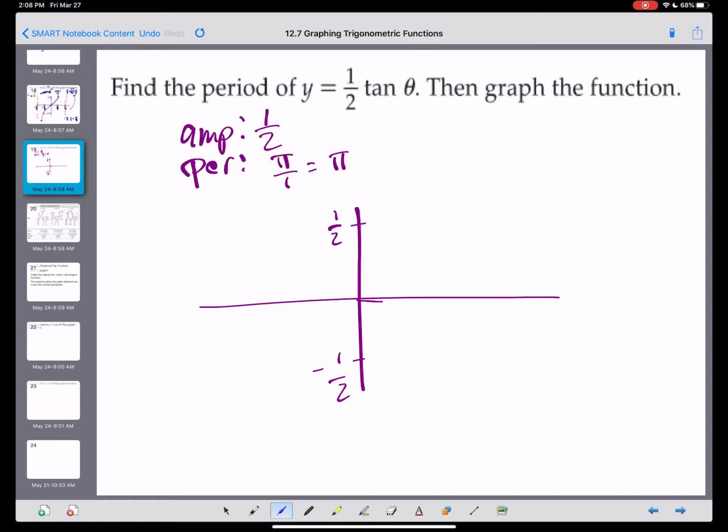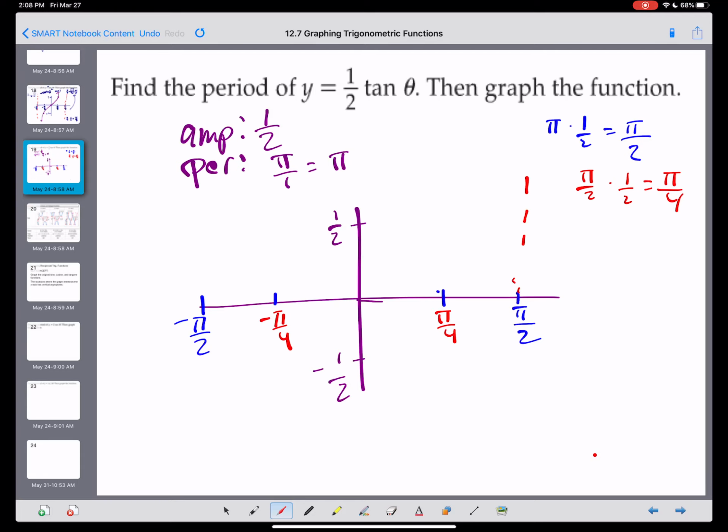Next, what I am going to do is break my graph into 4 parts for tangent. Remember, tangent's special, right? You want to do it like this. I'm going to take my period, which is pi, and multiply by 1/2. So that's pi over 2. So pi over 2 is here. Negative pi over 2 is here. Take pi over 2 and multiply by 1/2 again to get pi over 4. So this is pi over 4. This is negative pi over 4.